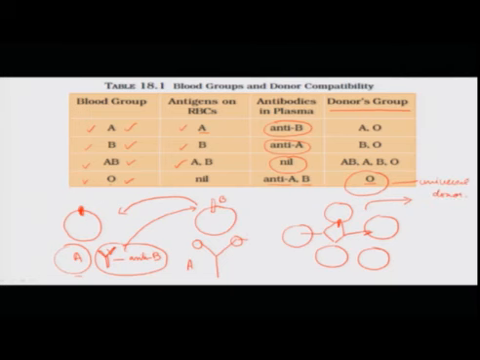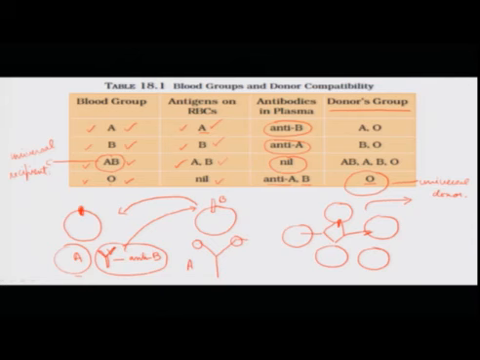But AB has the opposite problem. AB can receive blood from everyone, from the A blood group, from the B blood group and of course, from the AB and the O blood group. So, AB is therefore known as the universal recipient, and it is also called the selfish blood group for that reason.